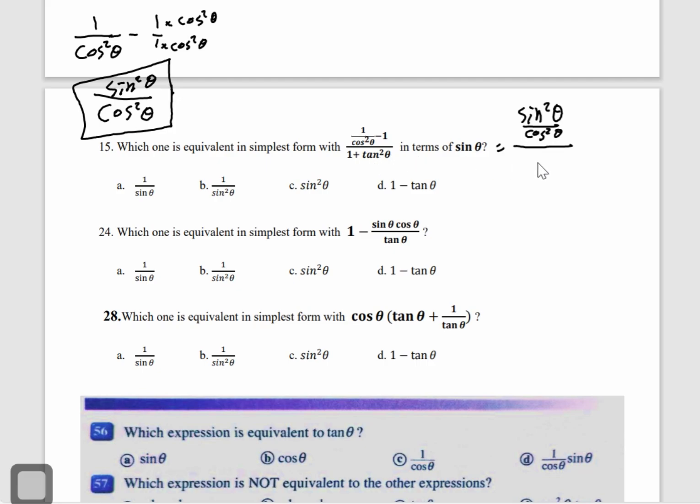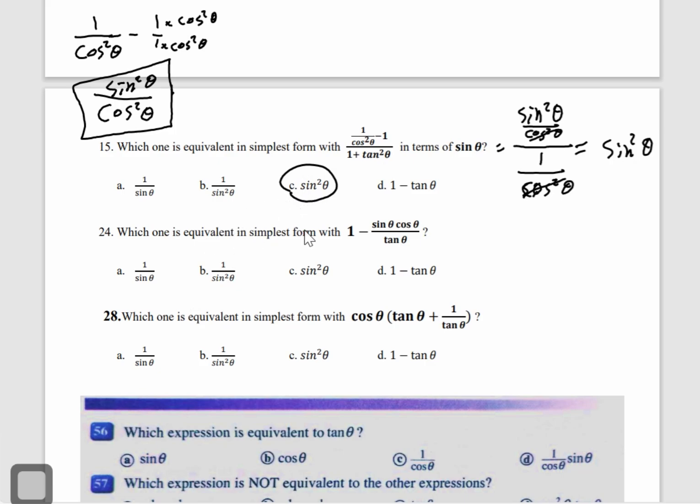1 plus tan square, it will be, according to the rule, 1 over cosine squared theta. So denominator with the denominator will cancel. Sine square theta over 1 is remaining. So it will be sine squared theta. So branch C is the right answer.